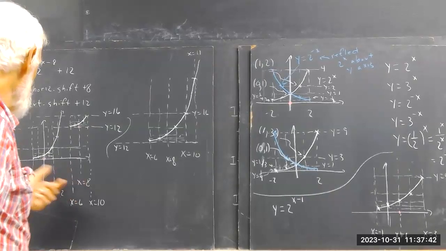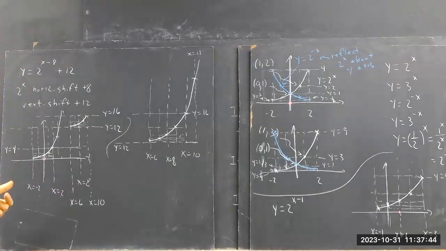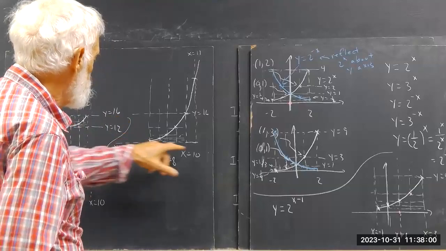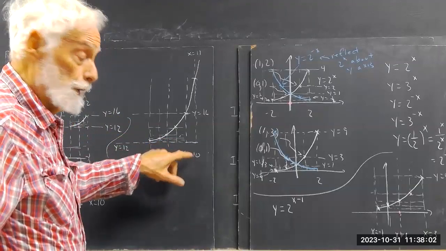Now, what happens if we go to the left? If we go one unit to the left on this graph, we go twice as close to the x-axis, right? Every unit we go to the left, we go twice as close to the x-axis. So that means every time we go one unit to the left here, we get twice as close to the y equals 12 line.